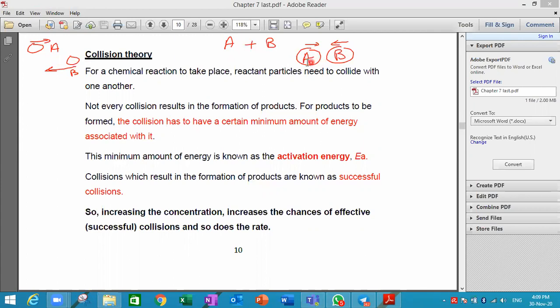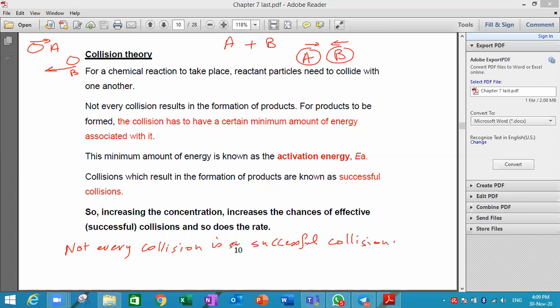But this theory states that not every collision is a successful collision. What do we mean by successful collision? Do you know?